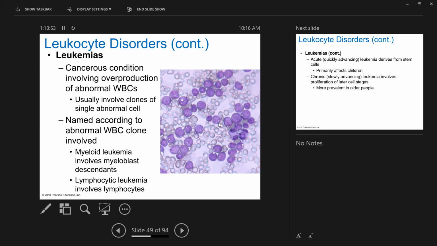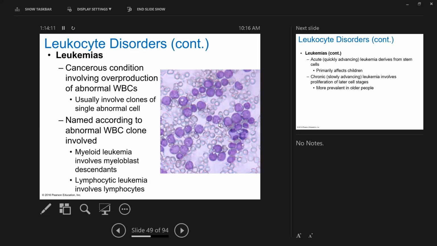You see a bunch of purple cells. They're not distinct. They're not differentiated. They all look the same. Here's one that's in the middle of mitosis. Shouldn't be doing that. Here's another one in the middle of mitosis. Here's another one in the middle of mitosis.